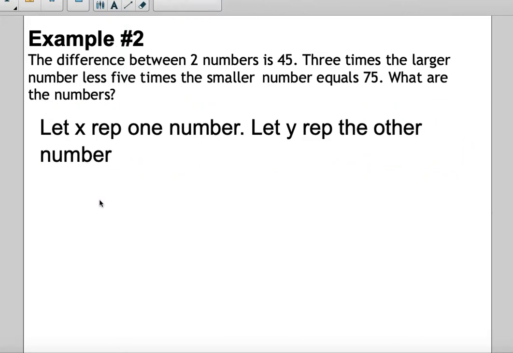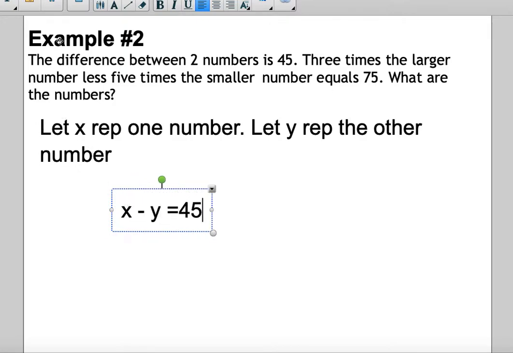Now we have to come up with our equations. So the difference between two numbers is 45. If the difference between two numbers, that's a subtraction. So x minus y is 45. x is one number, y is the other number. So we've got our first equation.